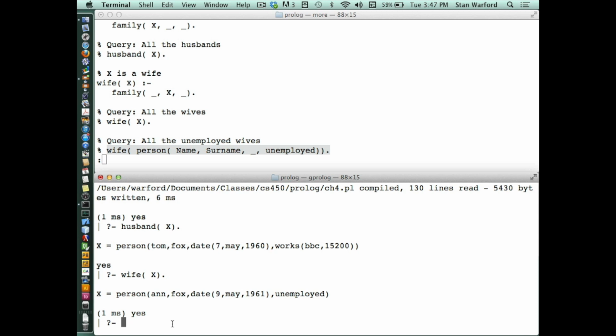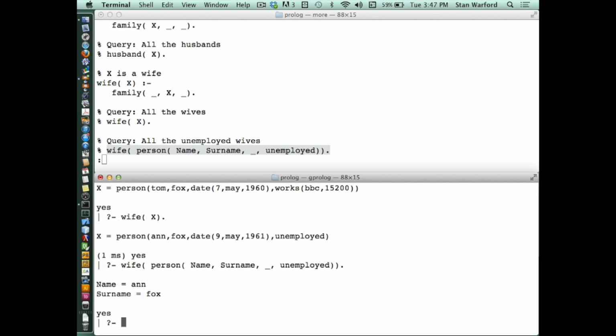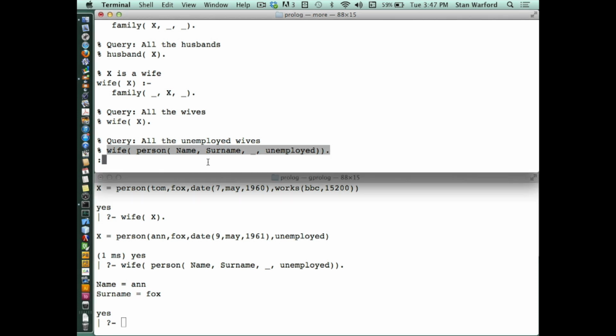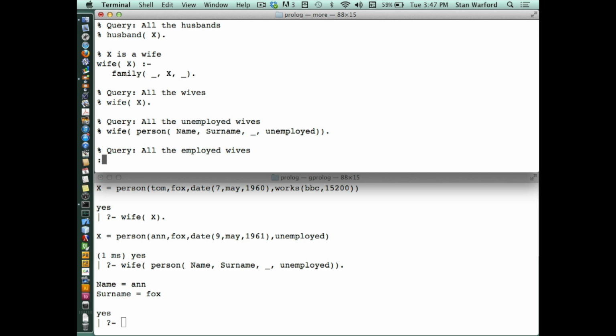And surname equals Fox. Is everybody good? So you're right, we wanted the name, not just the whole person, right? And so how would we do it if there aren't any employed wives in this database? There are in the one that I'm giving you for your homework. So what would that query be?